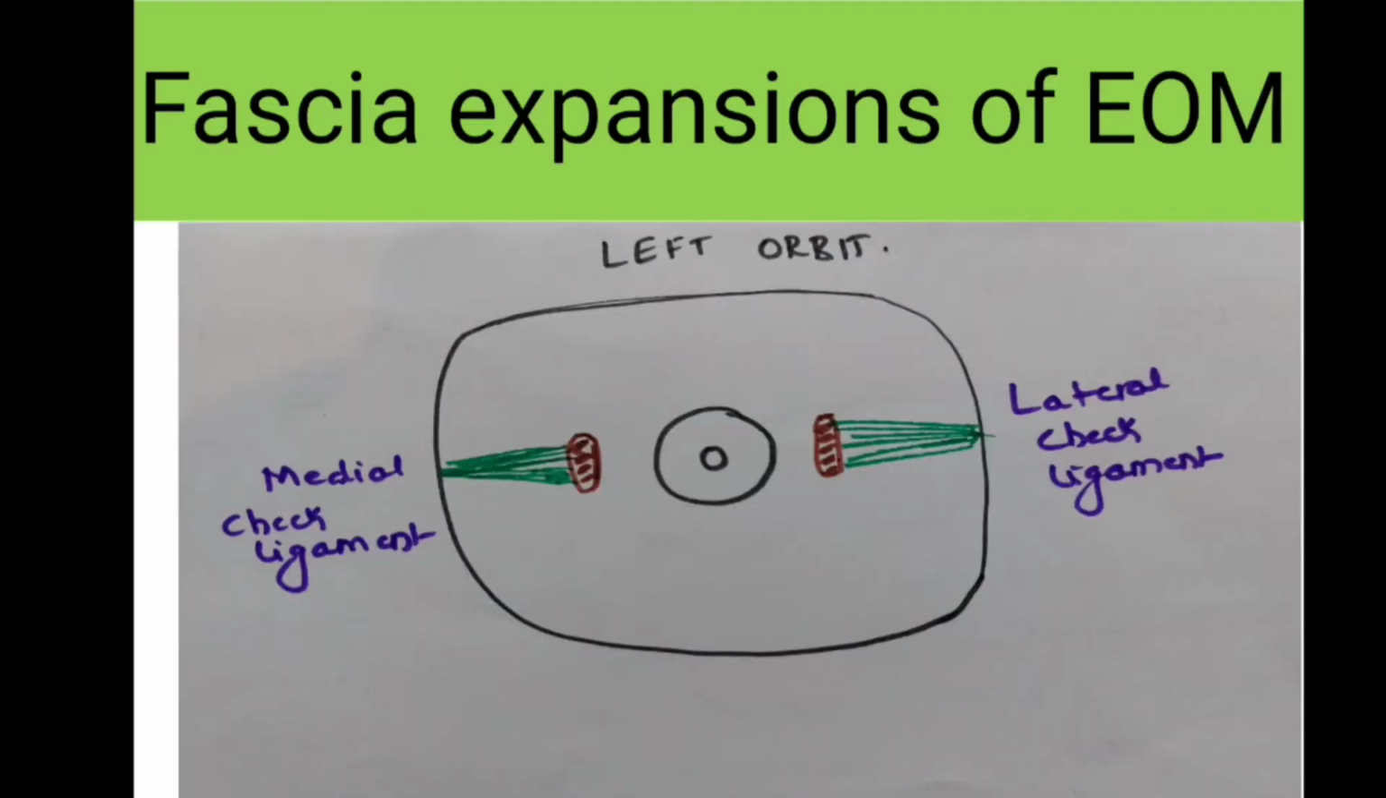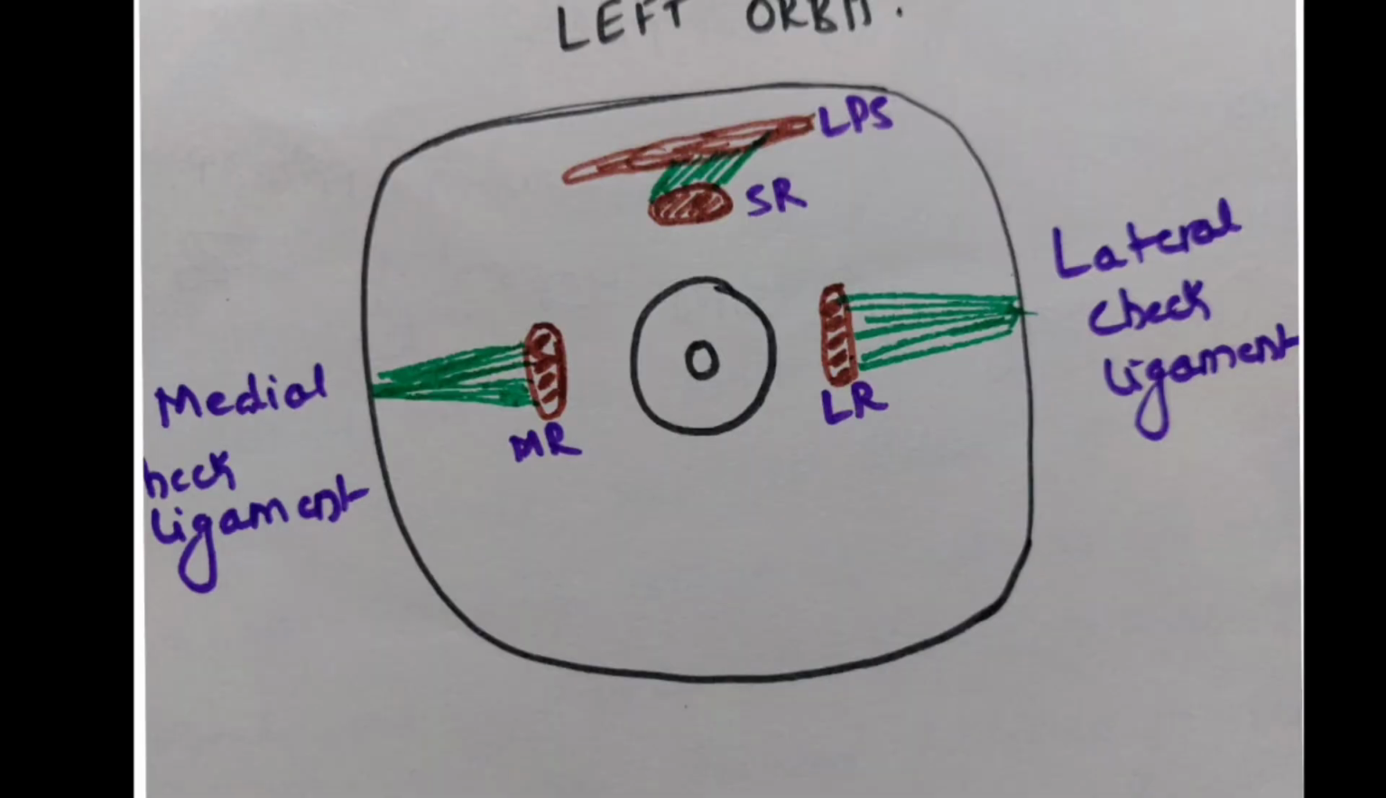Apart from that, there are facial expansions of these extraocular muscles. Into the facial expansion of the medial rectus and the lateral rectus muscle. From the medial rectus muscle, the facial expansion attaches to the lacrimal bone, leading to formation of the medial check ligament. From the lateral rectus muscle, it attaches to the zygomatic tubercle, leading to the lateral check ligament formation. From the superior rectus muscle, the facial expansions go to the LPS muscle and are attached to the levator palpebrae superioris muscle.